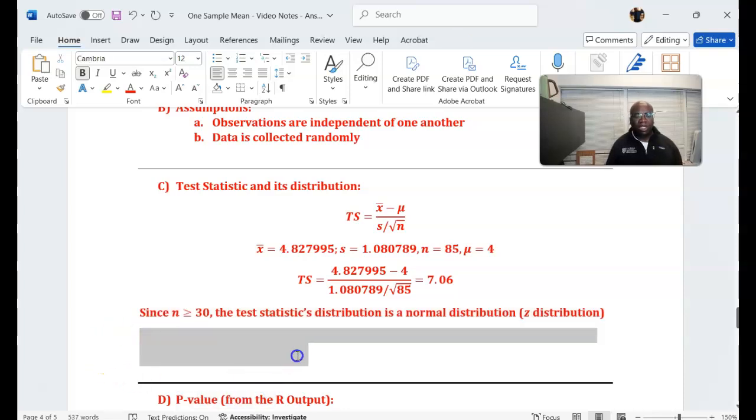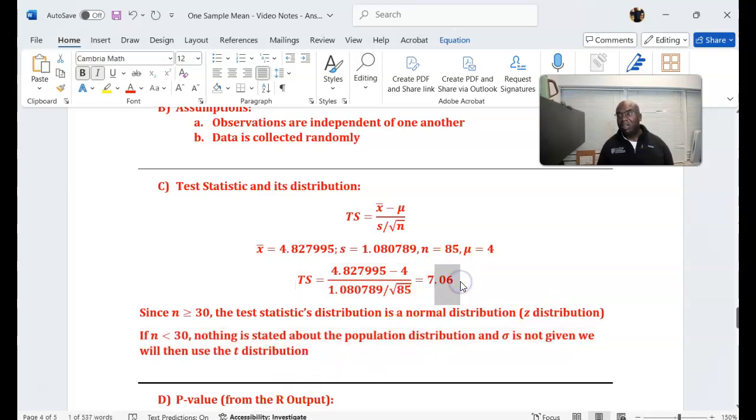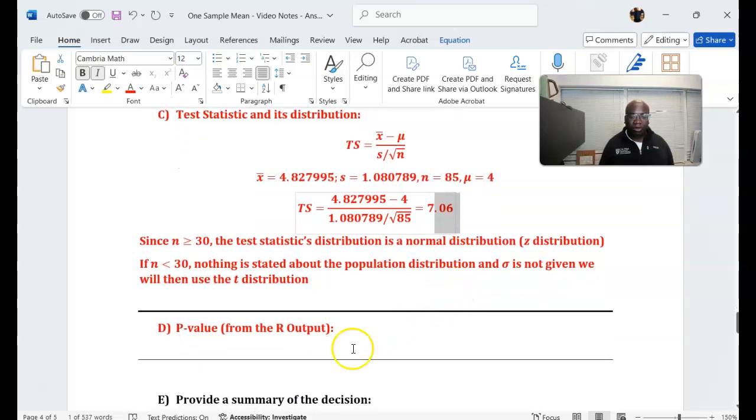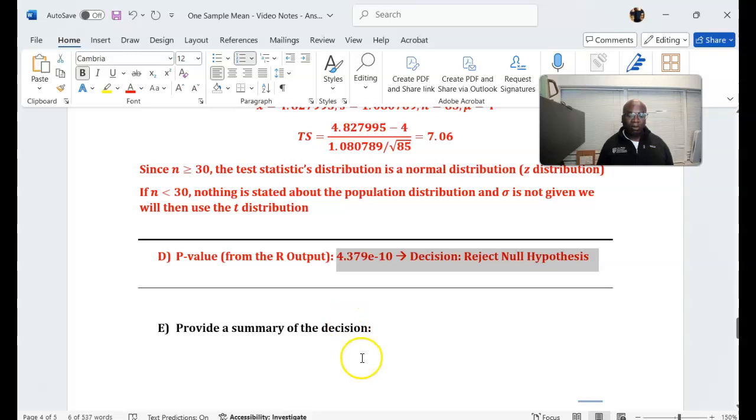And if n were less than 30, and nothing is said about the population distribution, and sigma is not given, we then use a t distribution. Both the t and the z are symmetric and unimodal, so a test statistic beyond 3.5 or negative 3.5 will have an extremely small p-value. So this is our p-value, and our decision is going to be to reject the null hypothesis, because it's extremely small.